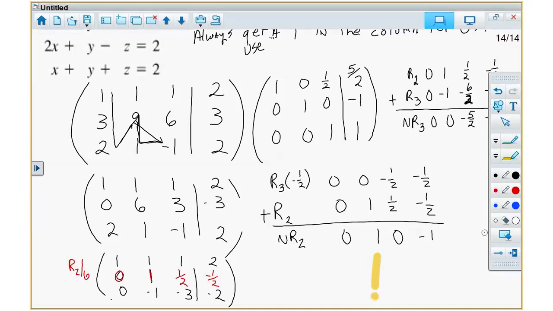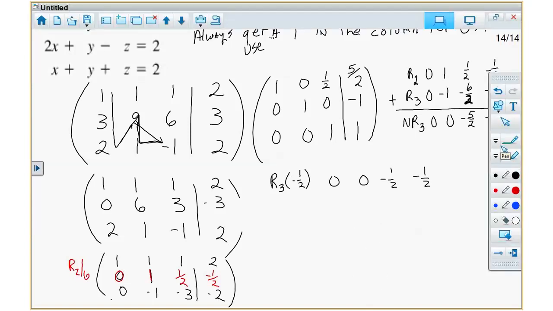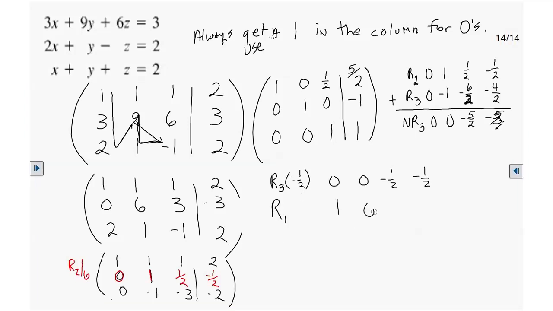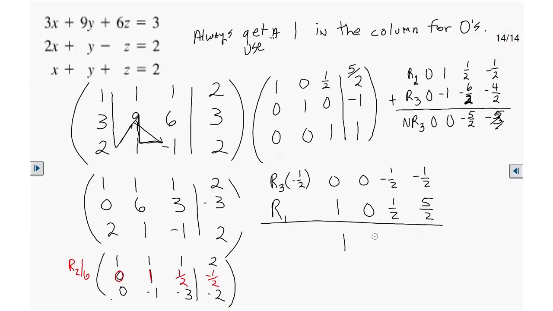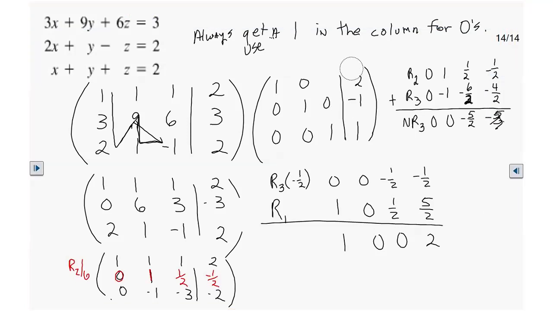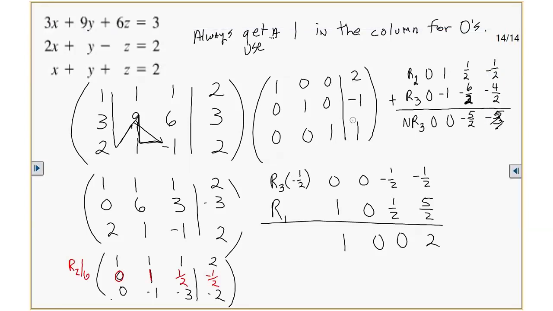So now I'm going to erase this last one here, and I'm going to add row 3, which we modified, to row 1. That's going to be 1, 0, 1 half, and 5 halves, and that's going to be 1, 0, 0, 4 halves, which is 2. So I erase the top row, and we get 0 and 2. Somebody tell me, on the elimination method, what was our answer?